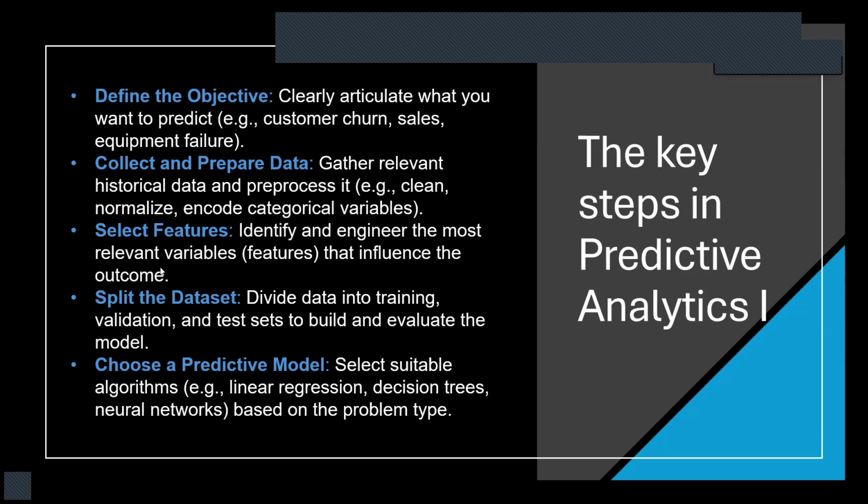data. Then you select features, and I'm going to spend some time discussing what features are, because features are going to keep reappearing, both when we do a lot of the data analytics and when we do some of the machine learning. You hear things like feature engineering. What is feature engineering? Being able to understand what features are is really very important. So it says you identify and engineer the most relevant variables, right? And it calls them features that influence the outcome.